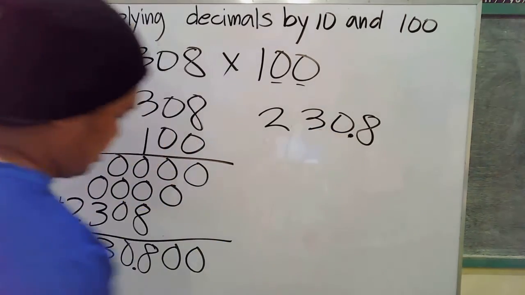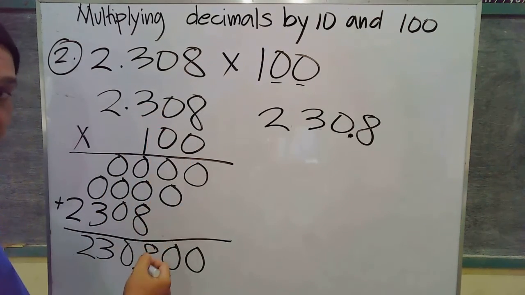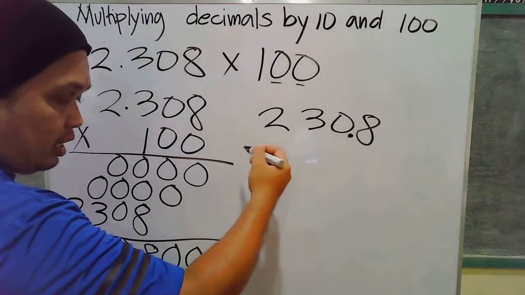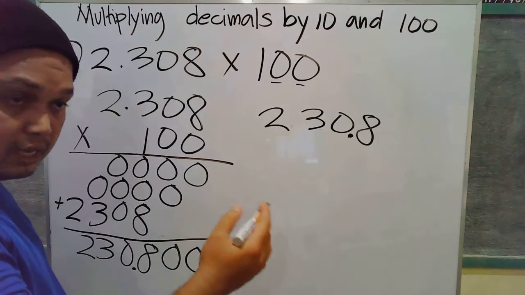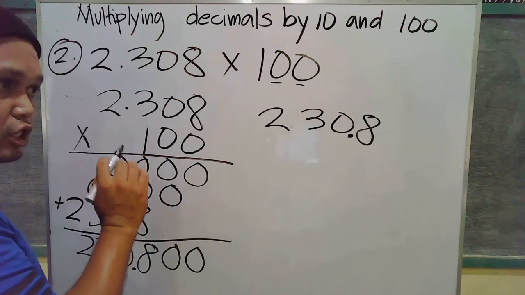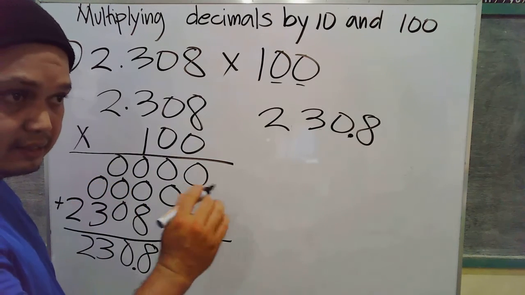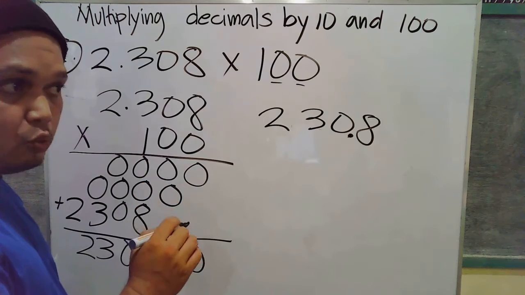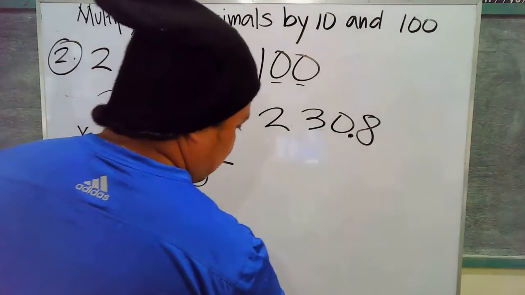The same as the long method. Okay? So this one is faster. So no need to use the long method. Just use the shortcut method to multiply decimals using 10 or 100 or 1000. Just count. Just transfer the decimal point to the right, depending on how many zeros the multiplier has. Okay? So let's have some more examples.